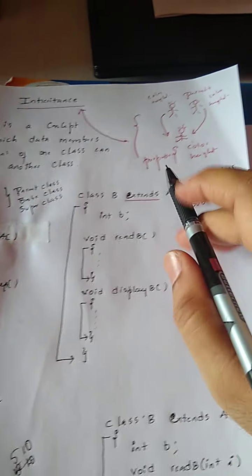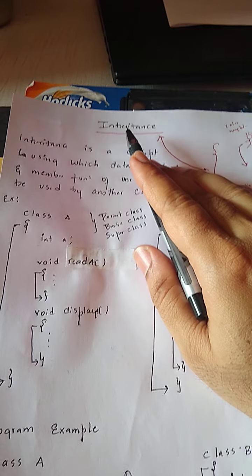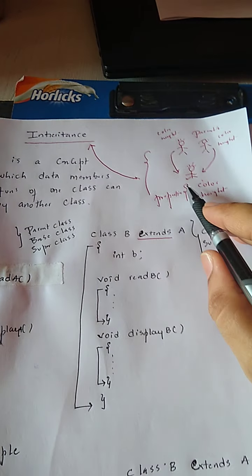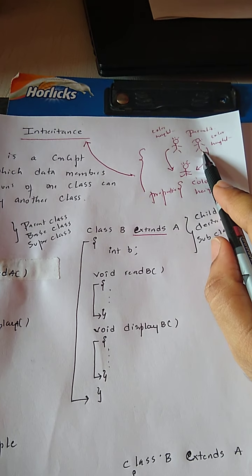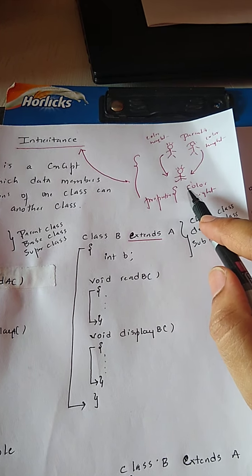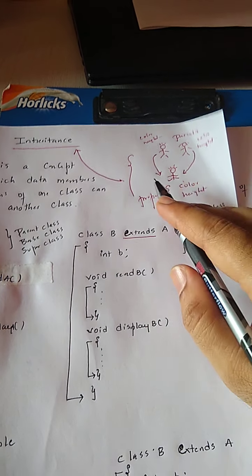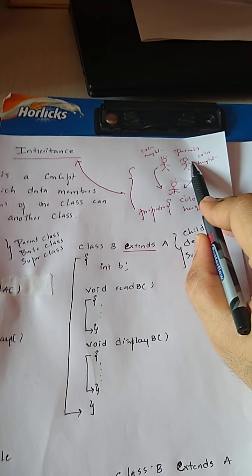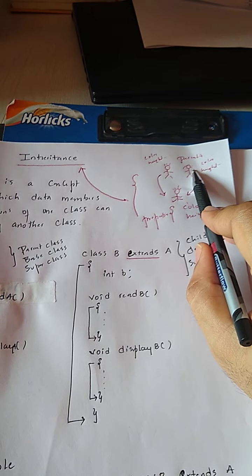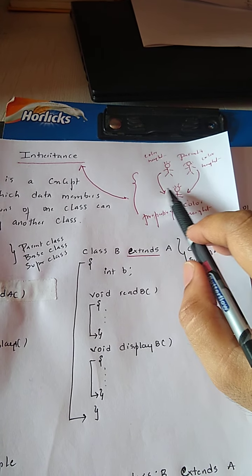So everyone, today I'm going to explain a concept called inheritance. First we will consider a general example. Assume this one is you, and this is your parents. Now you have some color, height, body color, and many other properties, and all these properties you got from your parents. Or in other words, you are inherited from your parents.